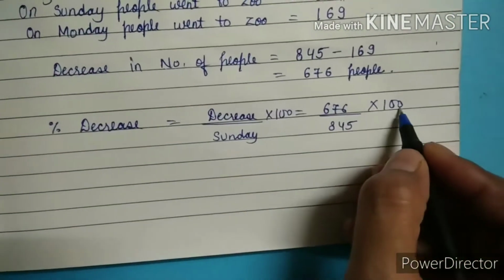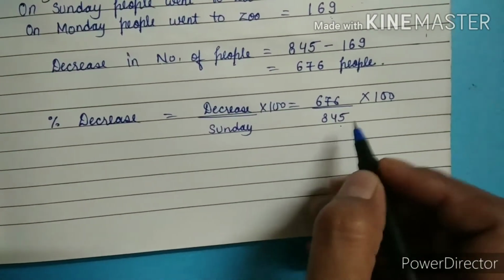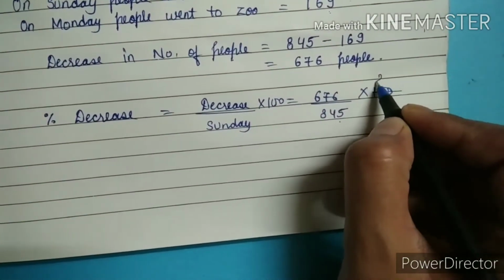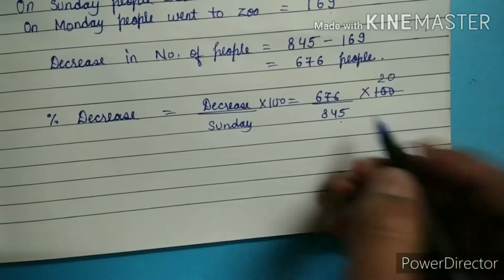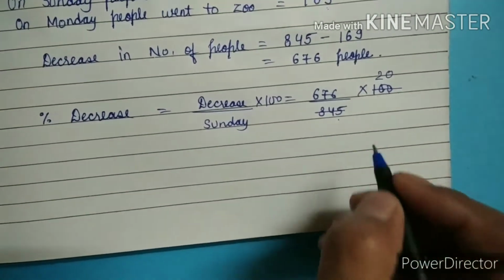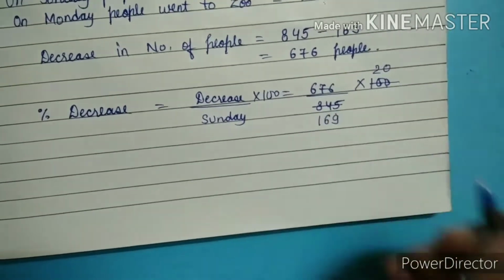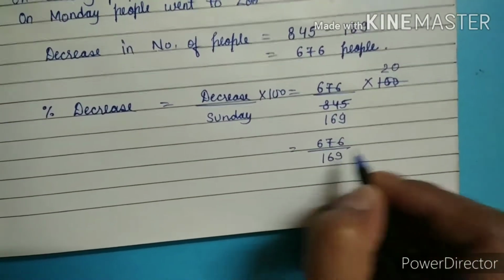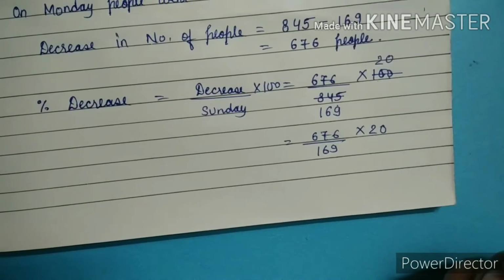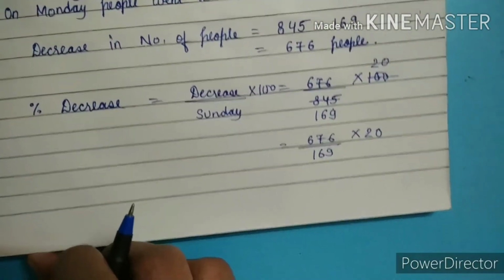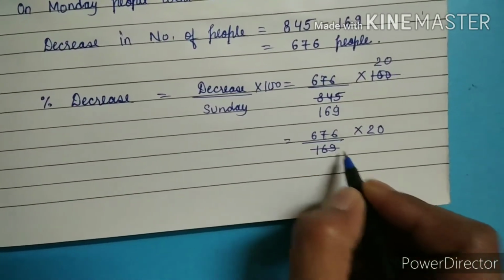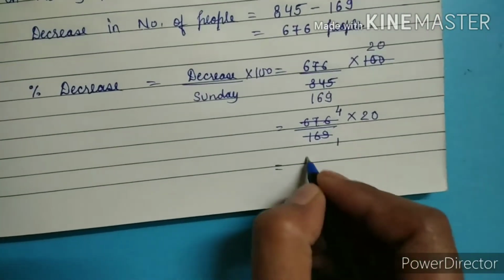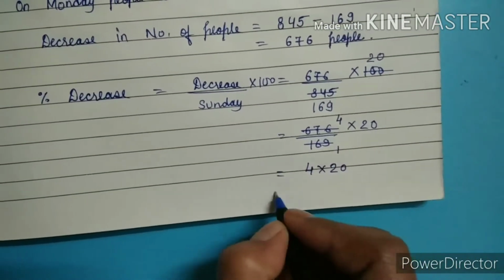You can see here is 0 and here is 5, so both can be divided by 5. Here 10 will go from the table of 5 two times and 0 as it is. Here 845, when we divide it by 5, gives us 169. Now we have 676 by 169 multiplied by 20. Now when we read the table of 169, 676 goes 4 times, and it will give us 4 into 20.